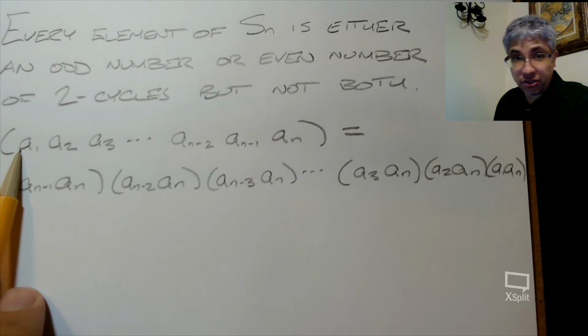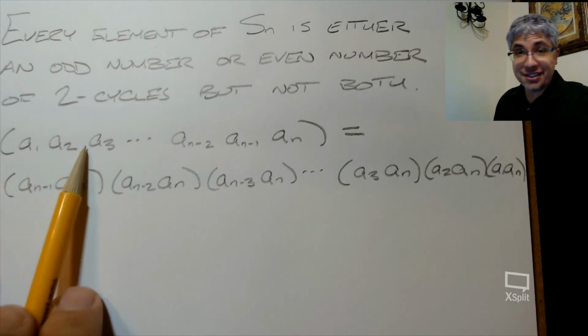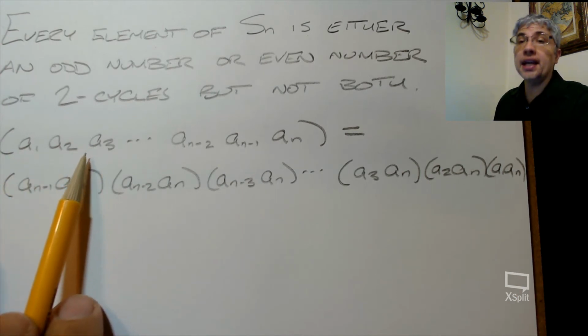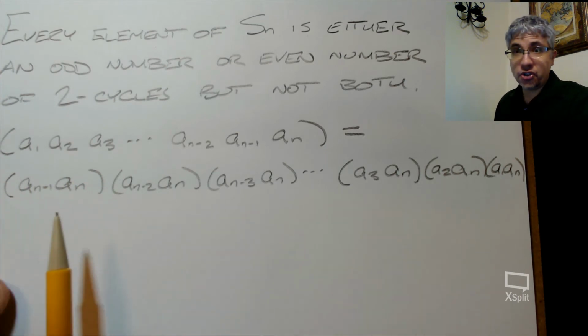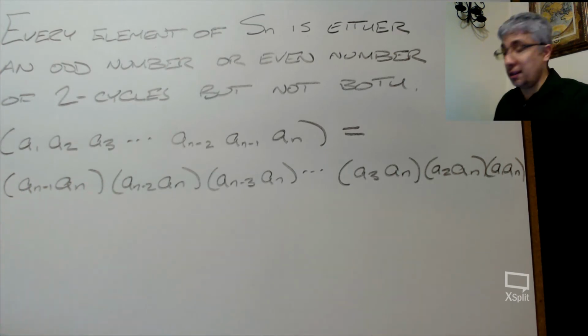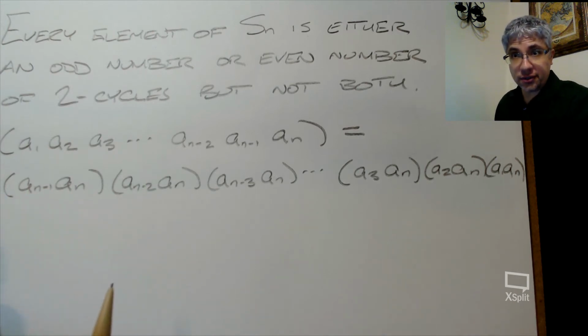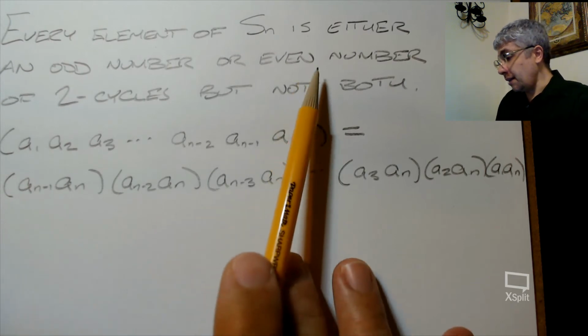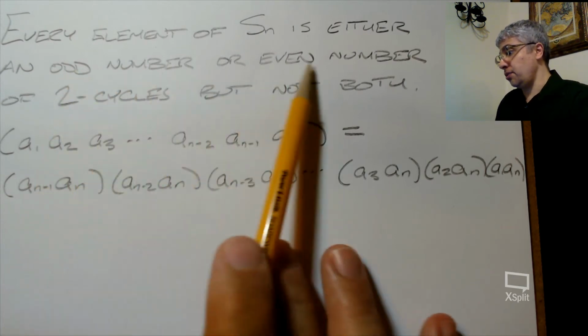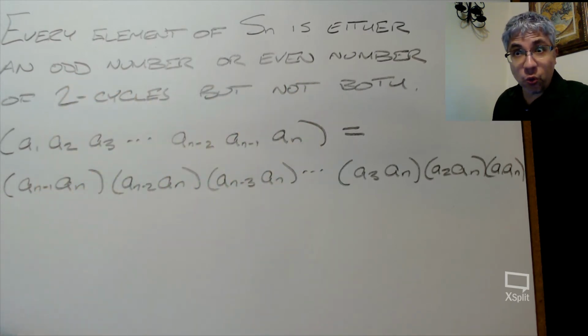So A_n does go back to a1. So this is the same as this. So this shows me that every cycle can be written as a collection of 2-cycles, which means every permutation can be written as a collection of 2-cycles. So since every permutation can be written, well, that means it can be written as either an odd number or an even number of 2-cycles. We just don't know which.